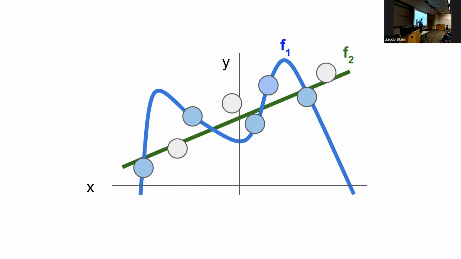But F1 fits the train data even better than F2. You can imagine that if you were to use F1 to predict the values of these test points, our error would be pretty significant, if you look at the difference between the value of F1 and the value of each of those test data points. Yeah, question?